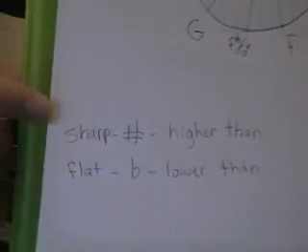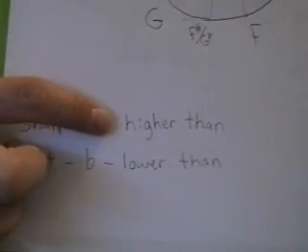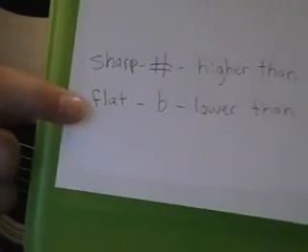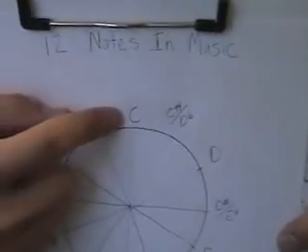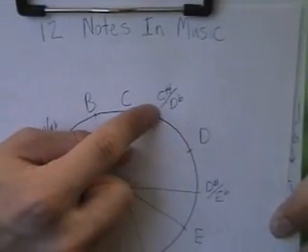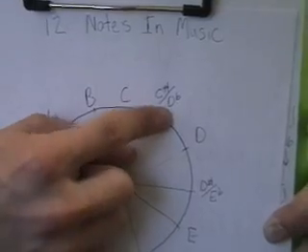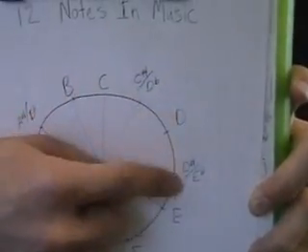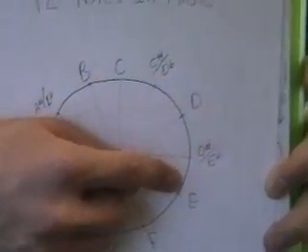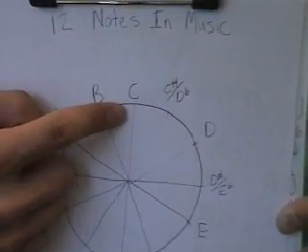So, I drew down here sharp, looks like a pound sign, and it means higher than. Flat looks like a lowercase b, and it means lower than. So if you look here, between C and D, you have a note called C sharp or D flat, which would mean higher than C and lower than D. Cool. So every 2 letters has one of those in between them, except E, F, and B and C.